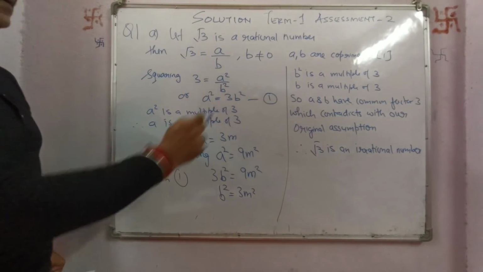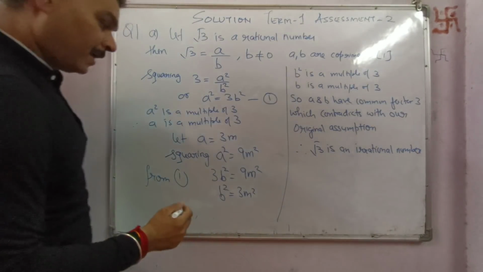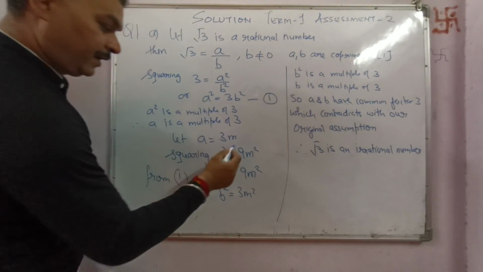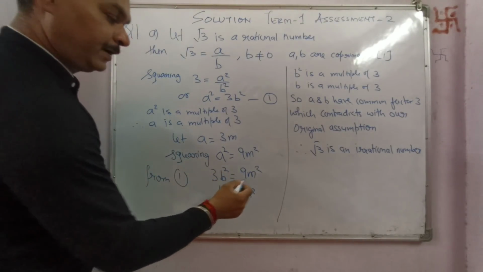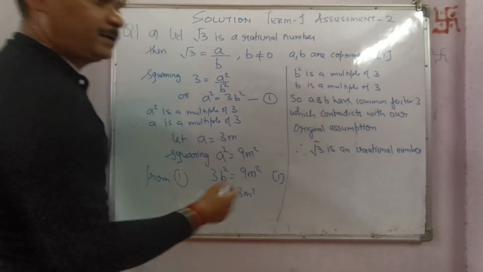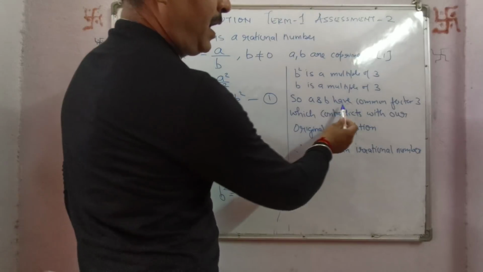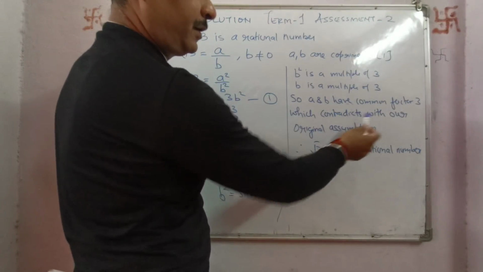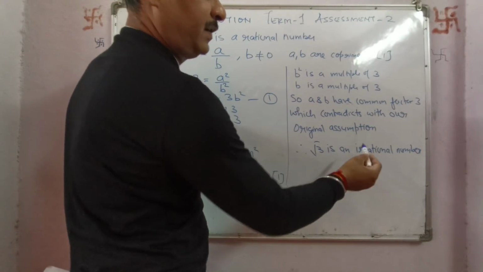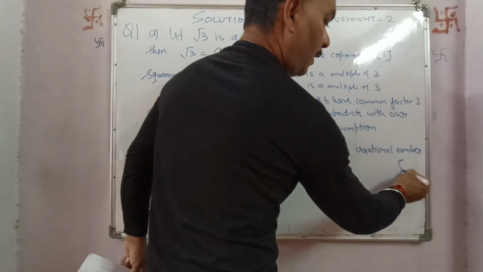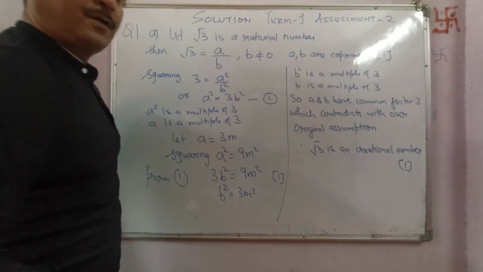Now, students, 1 mark for this. 1 mark when you substitute the value of a square over here, then you will get it. And the third mark, when you write that a and b have common factor 3, which contradicts with our original assumption, and root 3 is an irrational number. So all this part is of 1 mark.